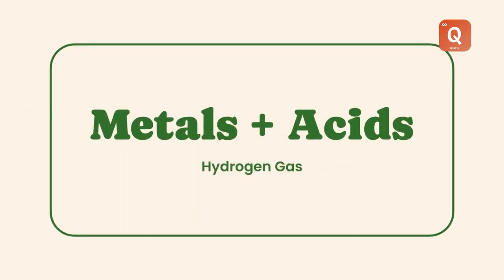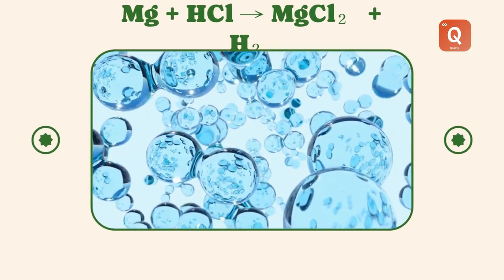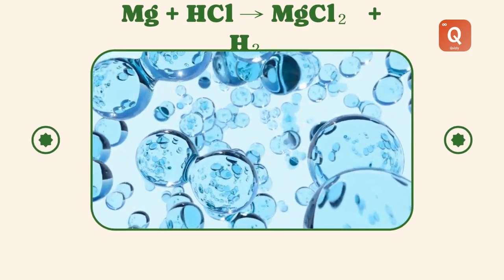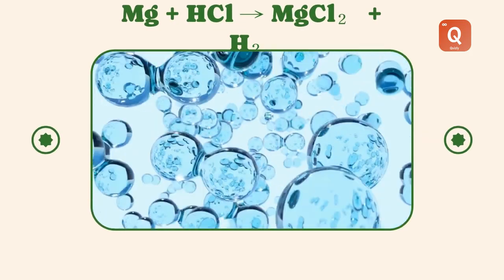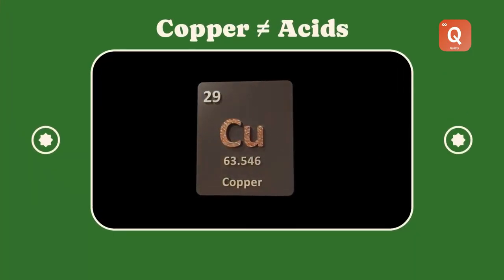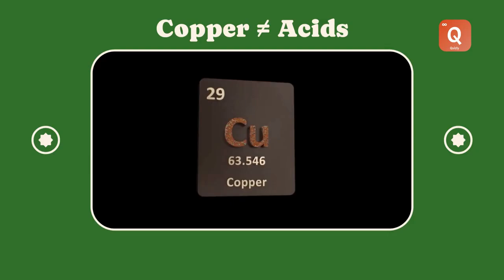Now let's explore how metals react with dilute acids. Most metals react with dilute acids to produce a metal salt and hydrogen gas. For example, magnesium reacts with dilute hydrochloric acid to form magnesium chloride and hydrogen gas. However, metals like copper do not react with dilute acids to produce hydrogen gas.